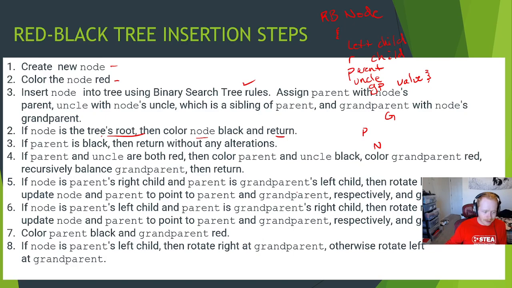If node is parent's left child and parent is grandparent's right child, so same song and dance, just mirrored. Parent would be on this side, node would go here. Rotate right at parent, update node to point to parent and grandparent respectively, and go to 7. For rule 7, we color parent black and grandparent red, and then we do another rotation.